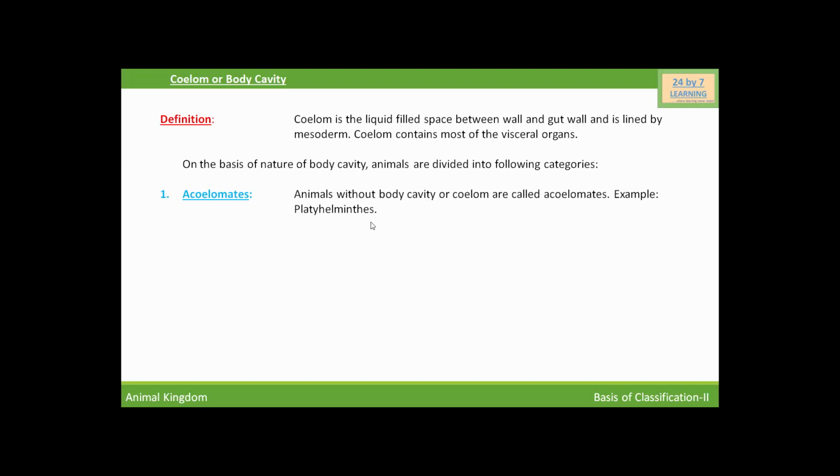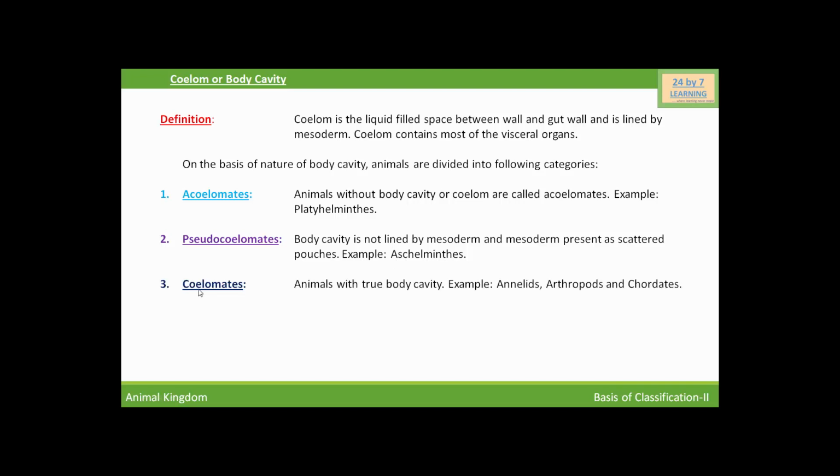For example, platyhelminths. Second is pseudocoelomates. The body cavity is not lined by mesoderm, and mesoderm is present as scattered pouches. That type of body cavity is called pseudocoelom. Pseudocoelom is present in aschelminths. Next is coelomates. Those animals which possess a true body cavity are called coelomates. Examples include annelids, arthropods and chordates.